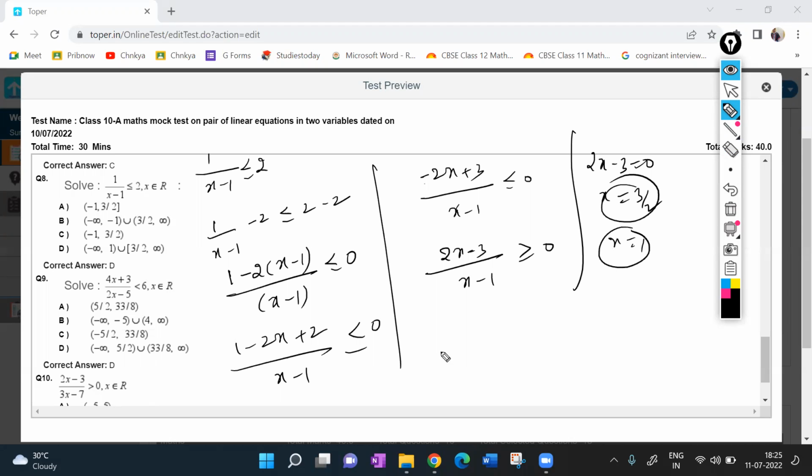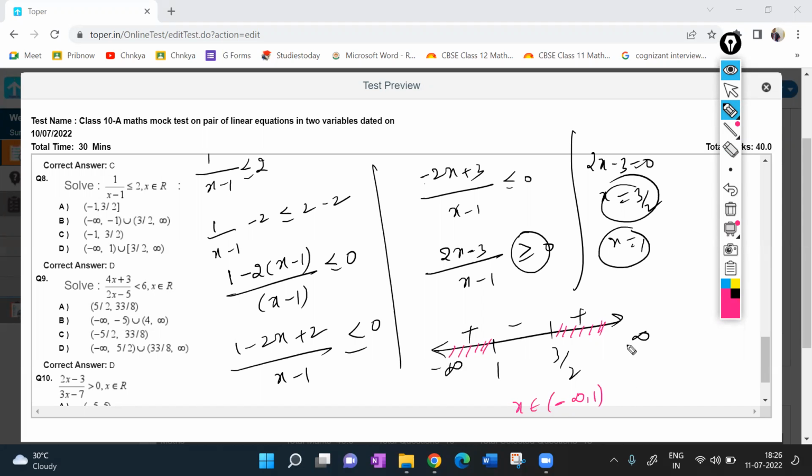So let us plot this on the number line. Minus infinity to plus infinity. So 1 here, 3 by 2 here. I need greater than or equal to 0 here. So plus, minus, plus. Greater than or equal to 0 means I need only positive regions. I need only this positive region. So x belongs to what, beta? Minus infinity to 1 union.